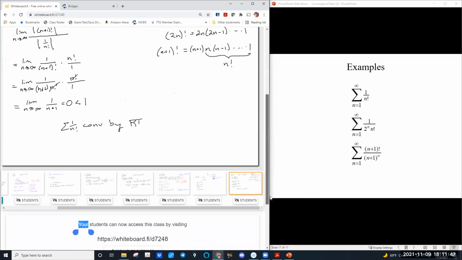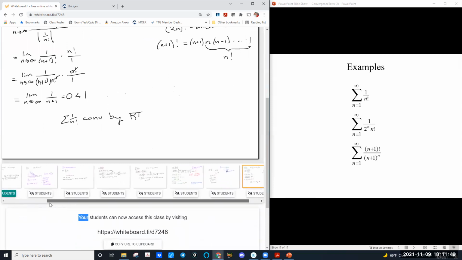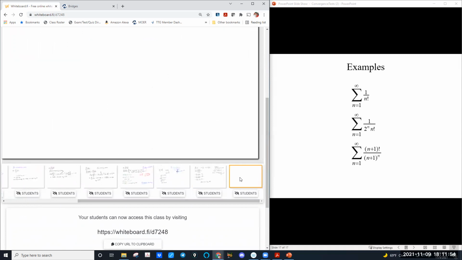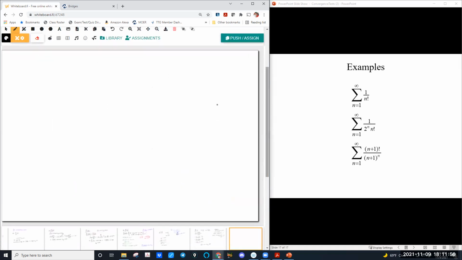Here are some examples. Let's see what we can get through. I think we have enough time to get through a couple of these. Let's see how it goes. The first one we already did, so they were already good. So let's go to the next one.